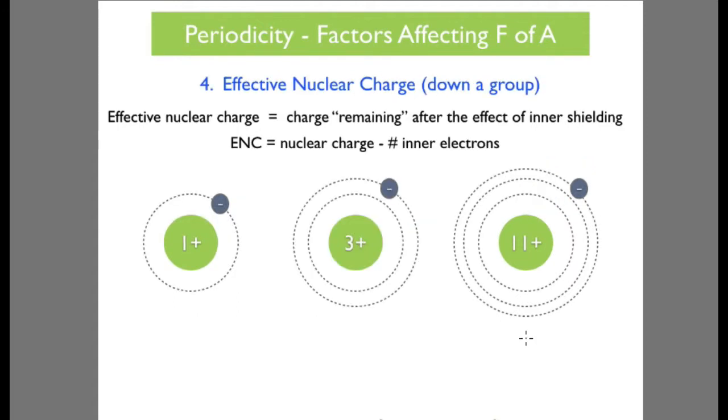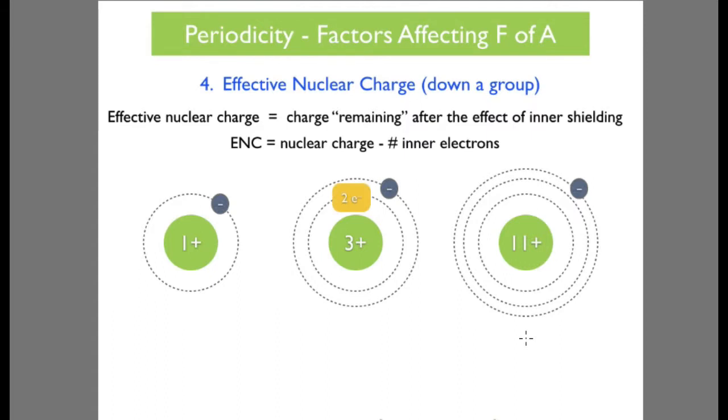Another factor affecting the force of attraction is effective nuclear charge down a group. Effective nuclear charge is the charge remaining after the effect of inner shielding. So the effective nuclear charge is basically the nuclear charge minus the number of inner electrons.